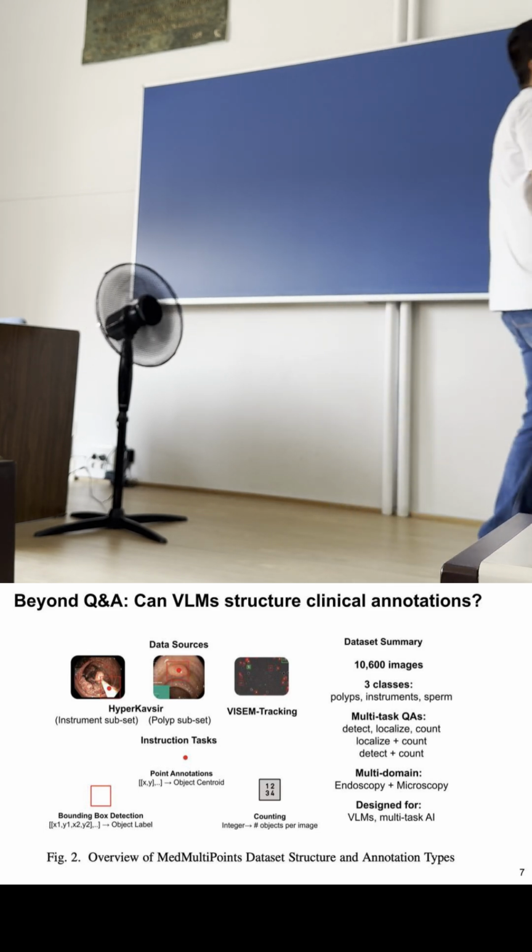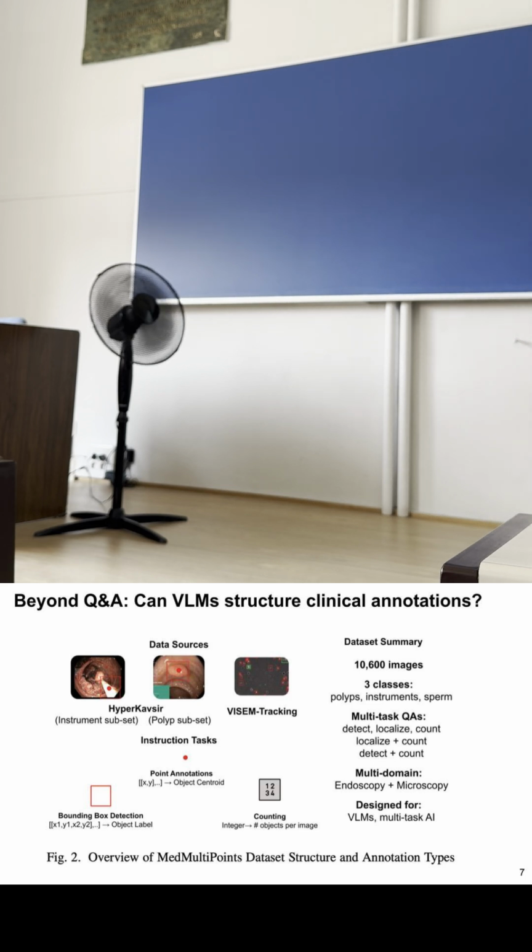We have 10,600 images from three different classes, and we have multi-task. We have three different tasks, and what we are trying to do here is that we have individual tasks, and we also formulate combined tasks. For example, you want to combine localization and counting together, or detection and counting together, to see how it performs. I'll get into more details later on, but this is the overall thing that we are doing here.